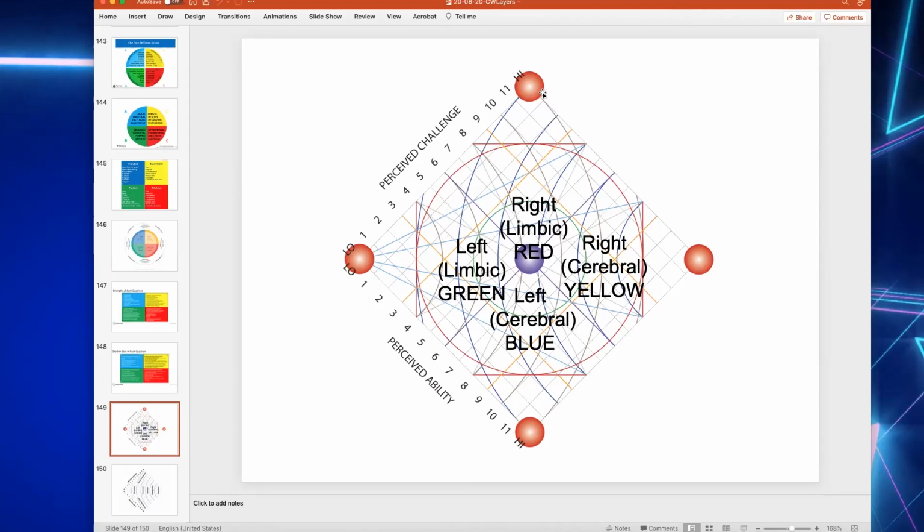So I just want to suggest to everyone that if we find ourselves in a situation where we perceive the level of challenge as being extremely high, and the level of our ability to meet that challenge as also being extremely high, the right cerebral portion of our brains is going to get stimulated or called into play.